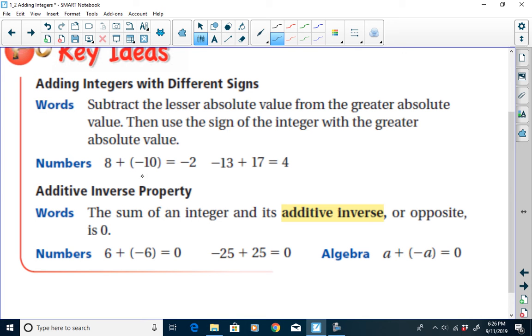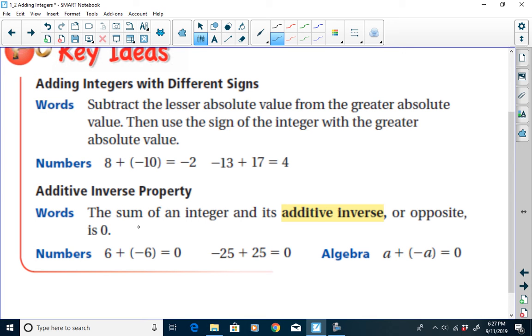For example, if you have positive 8 and negative 10, I want to subtract the absolute values. 10 minus 8 is 2, but I take the sign of the integer with the greater absolute value. Negative 10 has a greater absolute value, so because we have more negative than we do positive, the sum's going to be negative. If I look at another example, negative 13 and 17, I'm adding opposite signs here, a negative number and a positive number. I want to subtract their absolute values, so 17 minus 13 is 4, but I take the sign of the higher absolute value number. 17 has a higher absolute value than negative 13, so the sum's going to be positive.